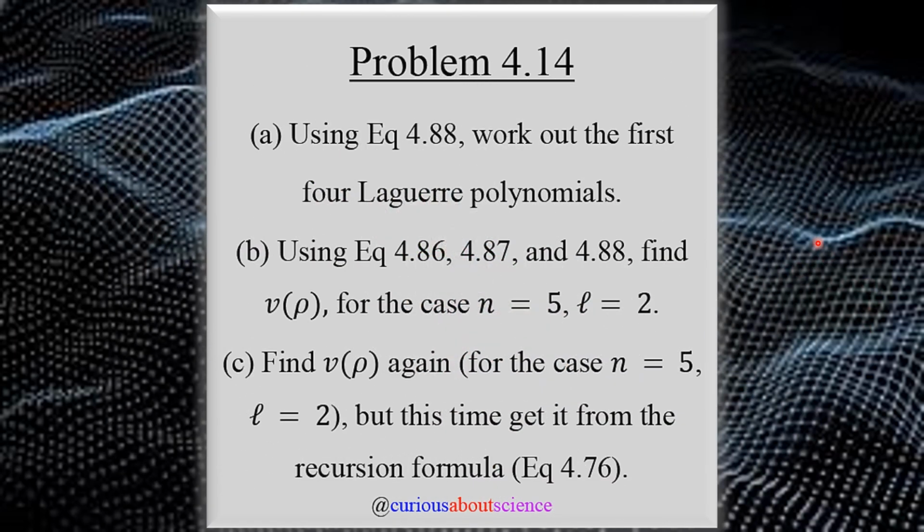In this question, we are trying to use the equations given and calculate these in more of a generating function method. So we want to use the equations of 4.88 and work out the first four Laguerre polynomials. And then in part B, we wish to use the equations 4.86, 4.87, and 4.88 to find v of rho, which is the polynomial of interest that we need the associated Laguerre function for. And then C, we wish to find v of rho, again, for the same case, but this time we want to use the recursion relation.